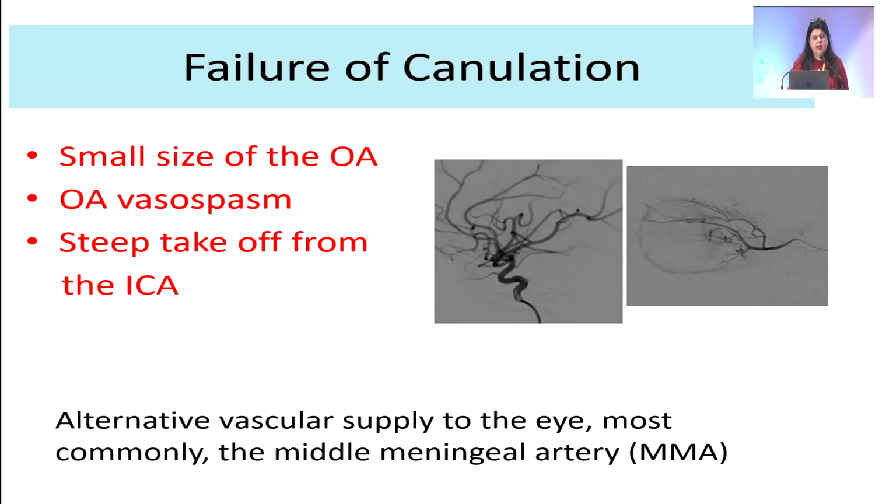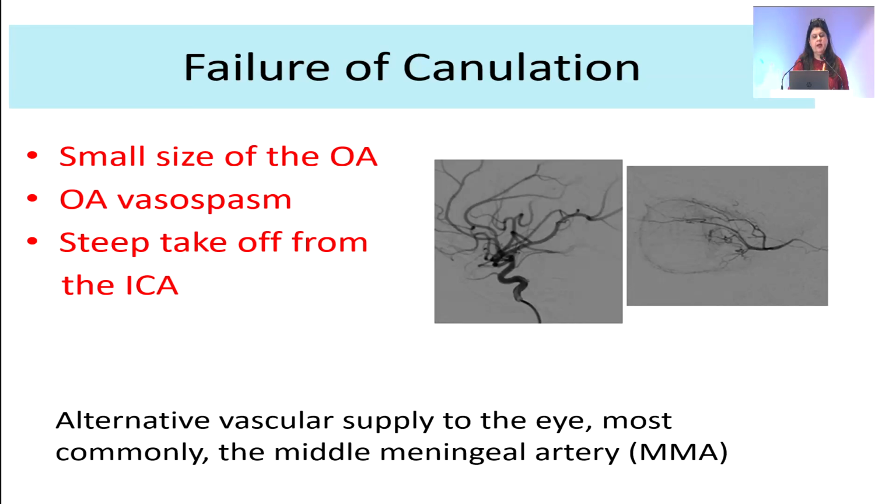Now, failure of cannulation, like I mentioned to you, there can be an alternative vascular supply to the eye, most commonly to the middle meningeal artery. So sometimes it is not possible to carry on with this procedure. It has to be abandoned or an alternative vascular supply has to be chosen. That is the call of the interventional neuroradiologist.